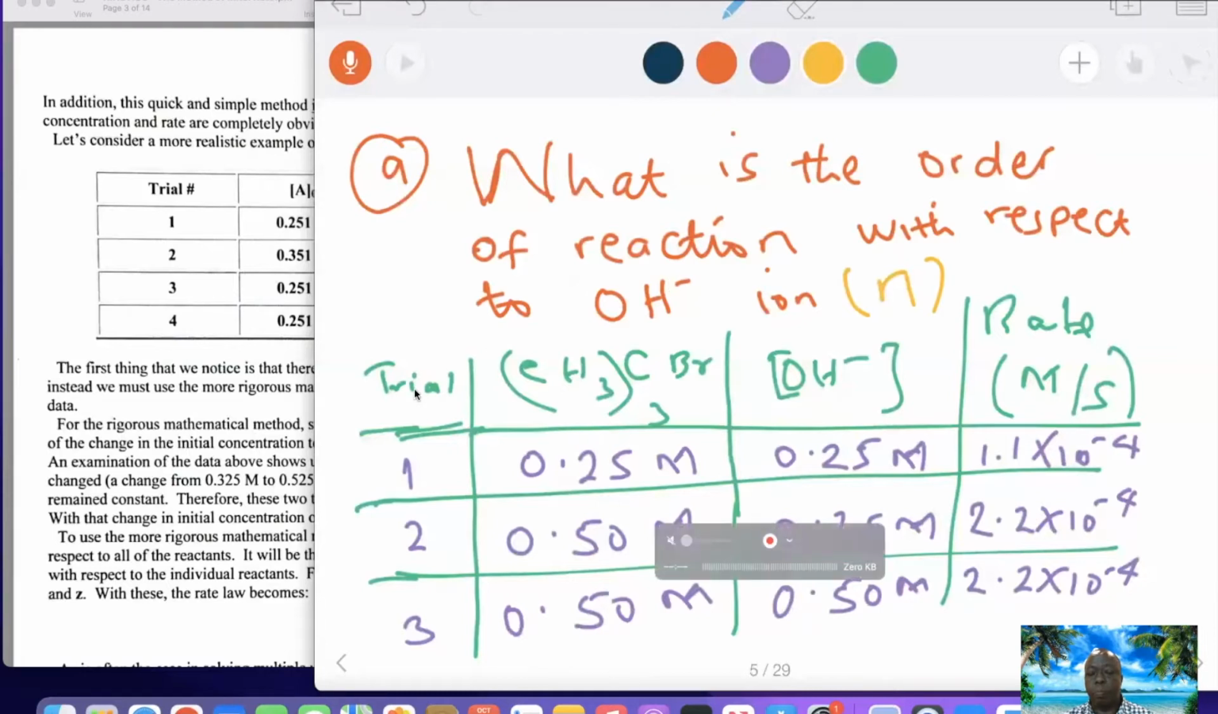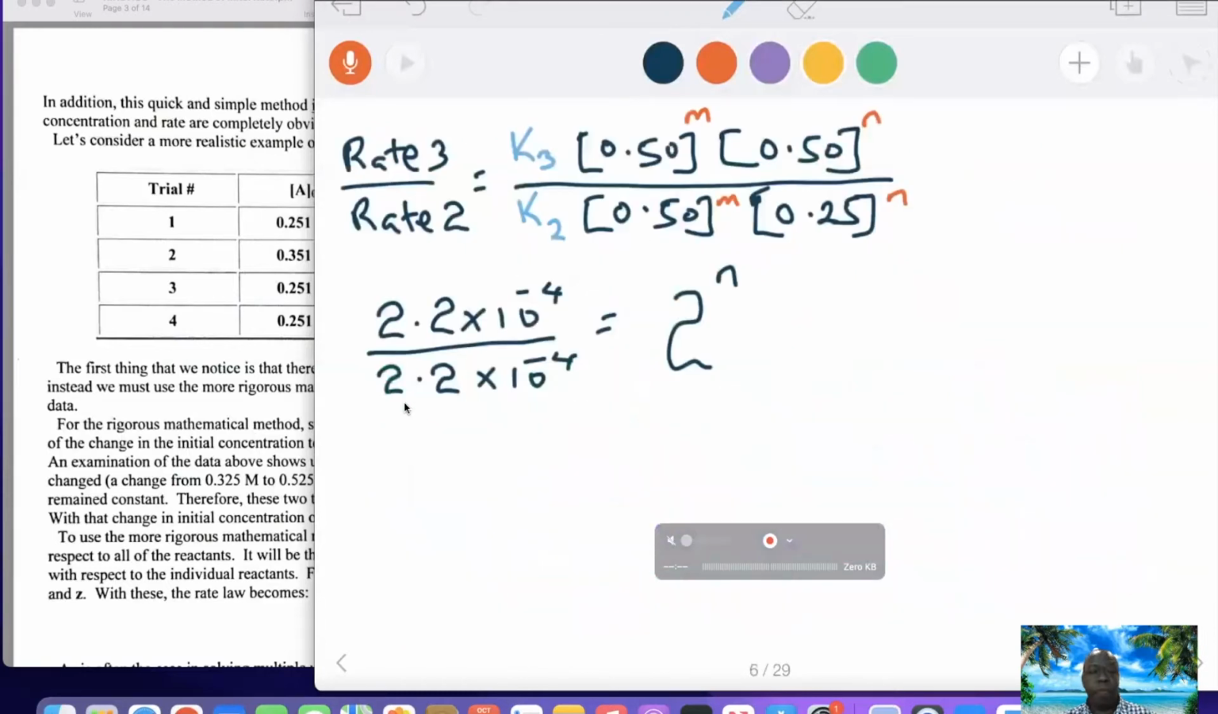hydroxide ion. It doesn't really matter whether you have rate 3 at the top and rate 2 below, or rate 2 above and rate 3 below, so long as you identify everything for each trial in their respective place. For rate 3, everything for trial 3 will be at the top, and everything below will be for rate 2. And remember, we are looking for hydroxide. This is for the first reagent.